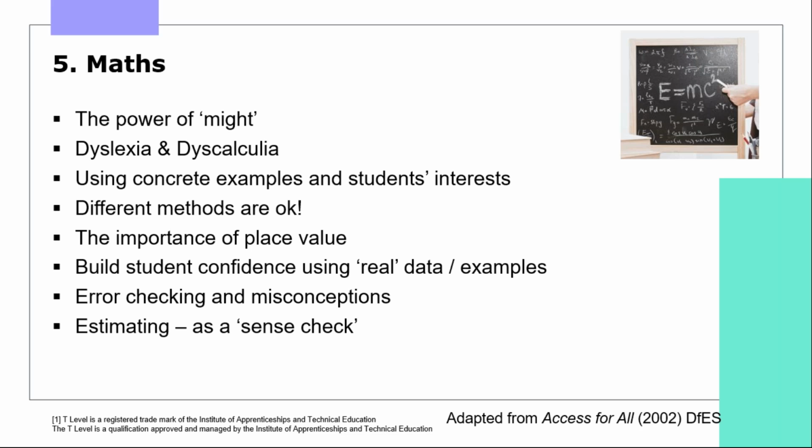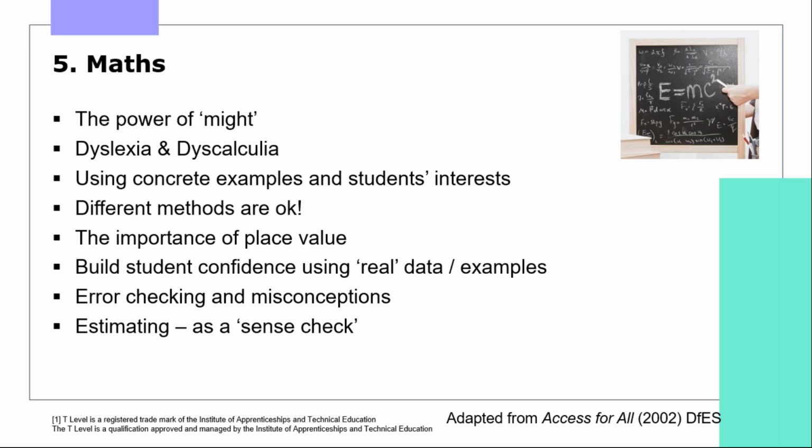And different methods for doing things are okay. As long as you get to the right answer, you don't have to use the process or system that works for somebody else. So, for example, long multiplication, there are so many different ways and methods of doing that, and that's okay so long as you get to the right answer. So being aware of those different methods will also help provide equality of access.